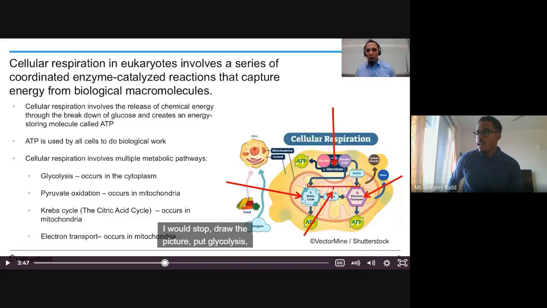Okay, so this image I will not have you draw, but let's just talk about it a little bit. So first of all, it says cellular respiration in eukaryotes involves a series of coordinated enzyme-catalyzed reactions that capture energy from biological macromolecules. Let's break that down. What is a eukaryote?